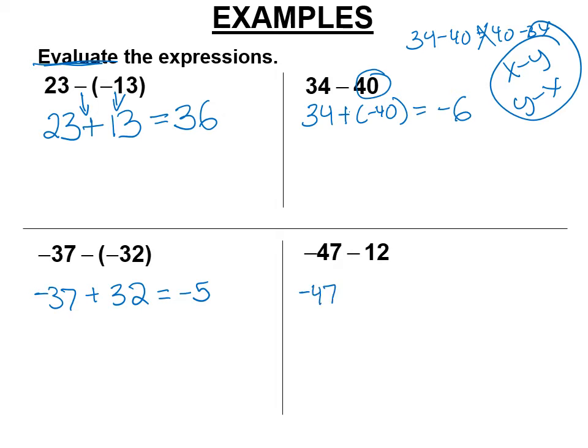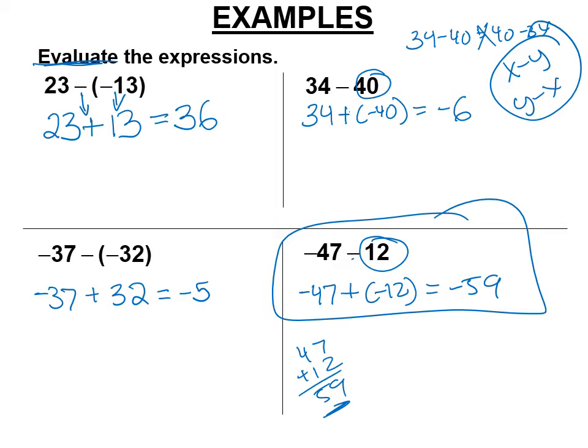Leave the first number the same. That becomes adding. 12 becomes its opposite. All right. So negative 47 plus negative 12, negative 59, right? If you can do it in your head, great. If not, you do a little side work. But this is what I want to see on your paper.